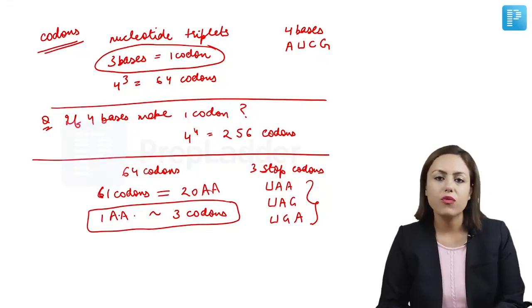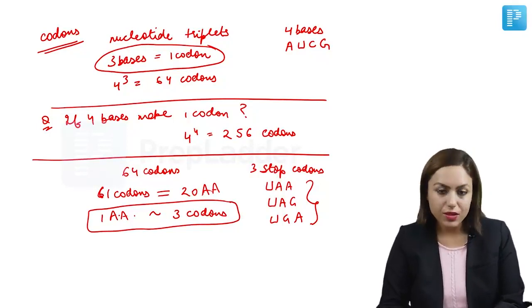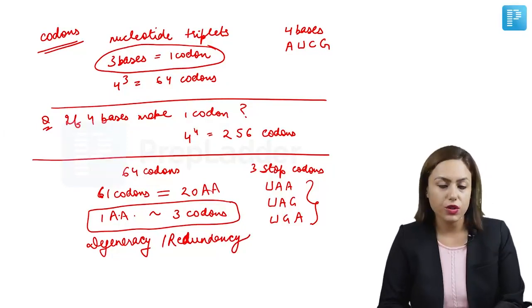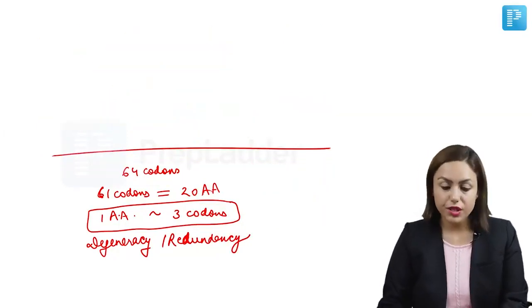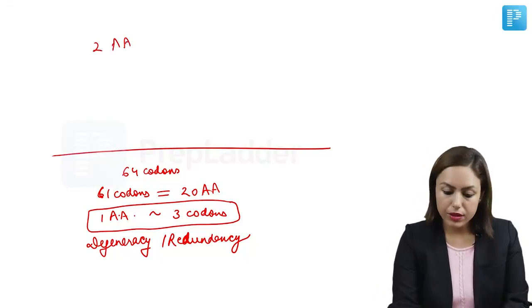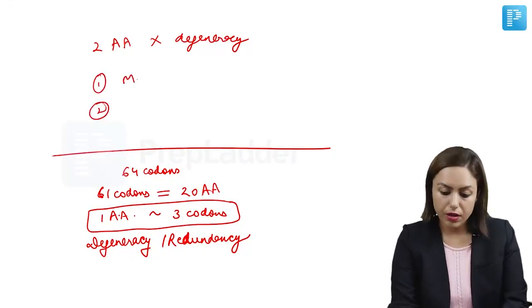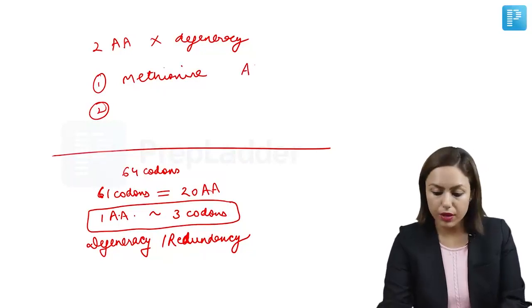So there is more than 1 codon for each amino acid, and this property is called degeneracy of codons or redundancy of codons. Degeneracy, right? So this is degeneracy, but 2 amino acids do not show degeneracy. They are methionine, which has only 1 codon, that is AUG.